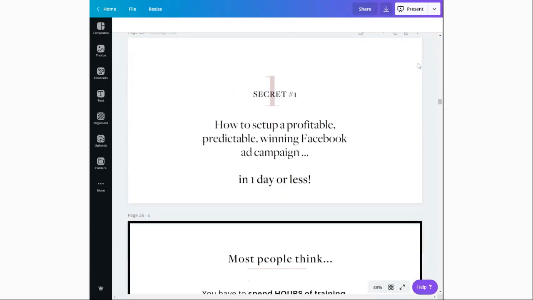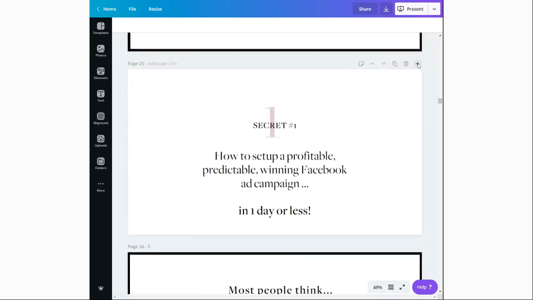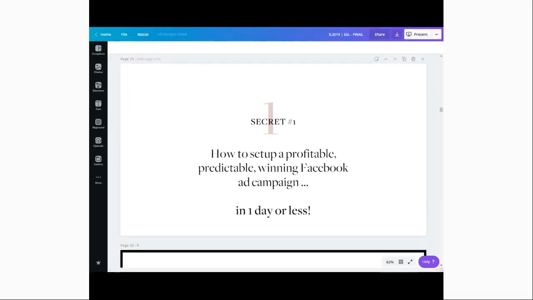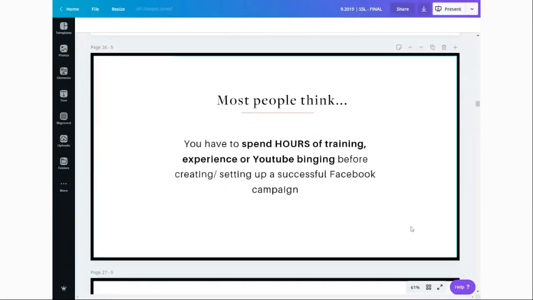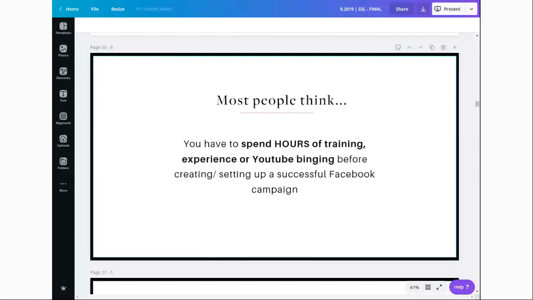Okay. So secret number one: how to set up a profitable, predictable, winning Facebook ad campaign in a day or less. How? Most people think you've got to spend hours of training, experience, or maybe even YouTube binging before creating a successful Facebook campaign. Who thought that before? Because that is not the case.